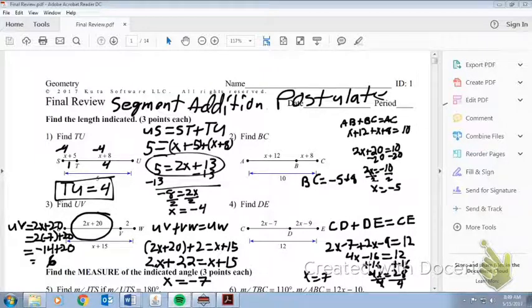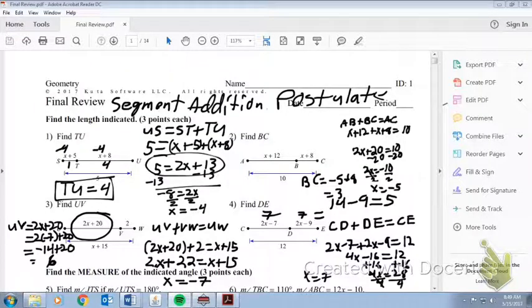x equals negative 5. BC, we're going to go negative 5 plus 8. That gives us 3. If we plugged in that negative 5 on the other side, we'd get negative 5 plus 12, or 7. 7 plus 3 is 10, so we double check it. Now we're going to go back down to number 4. We're going to go 14 minus 9 is 5.